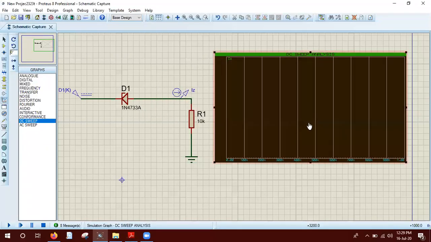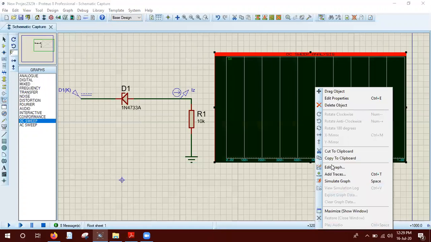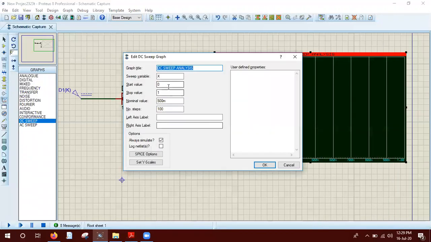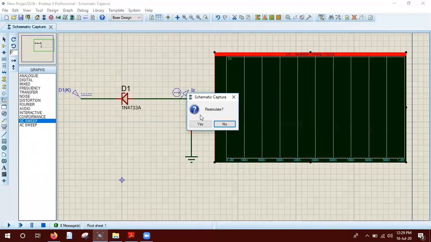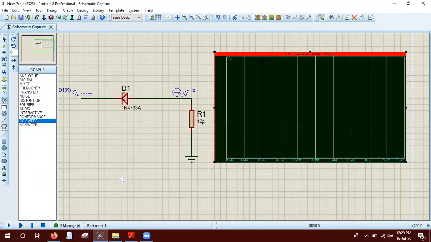Add that. And finally, we need to edit the graph because the stop value here is given as 1 volt. Let me make it 20 volt. We want to see 20 volts. Not 20, suppose 10 volt. Okay, 10 volt will be enough. After that, resimulate.